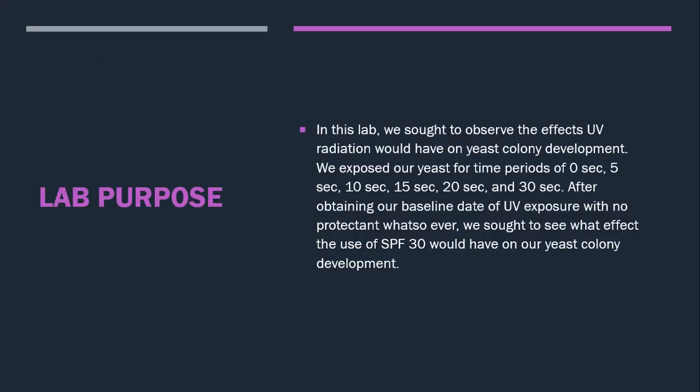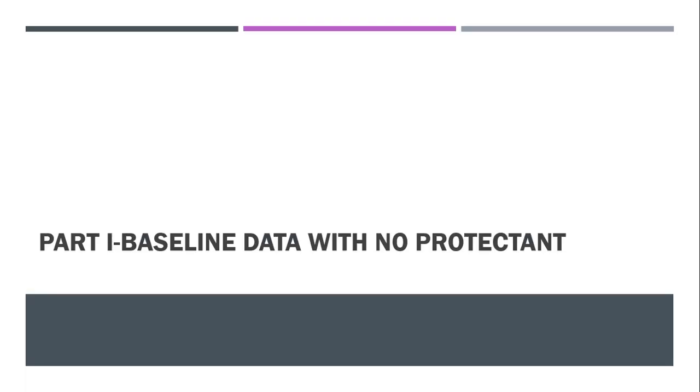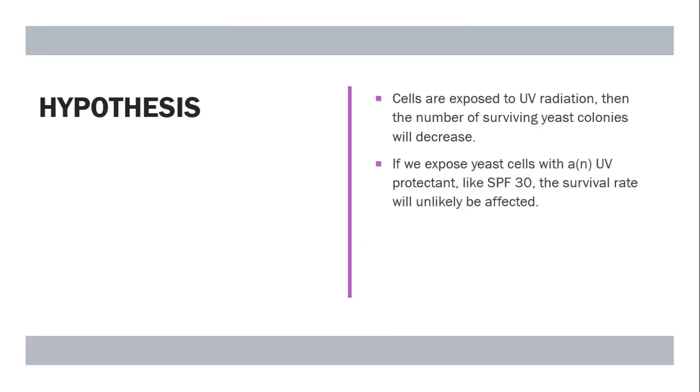In this lab, we were looking to see what effect UV radiation has on yeast colony development through exposure for 5 seconds, 10 seconds, 15 seconds, 20 seconds, and 30 seconds with a control of 0 seconds. This is part 1, data with no direct exposure and no protectant. We believe that if cells are exposed to UV radiation, then the number of surviving yeast colonies will decrease.